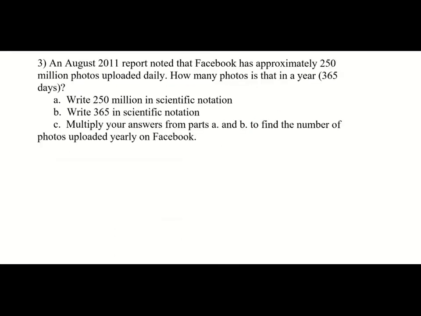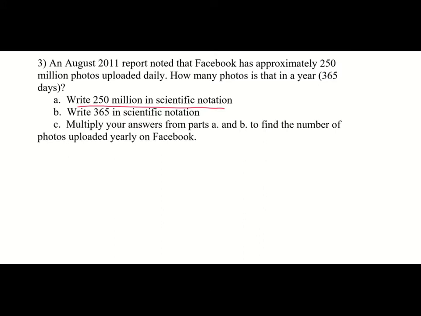Okay, so for our next problem, we have an August 2011 report that noted that Facebook has approximately 250 million photos uploaded daily. How many photos in that year, 365 days, were uploaded? So let's take a look. For part A, we want to write 250 million in scientific notation.